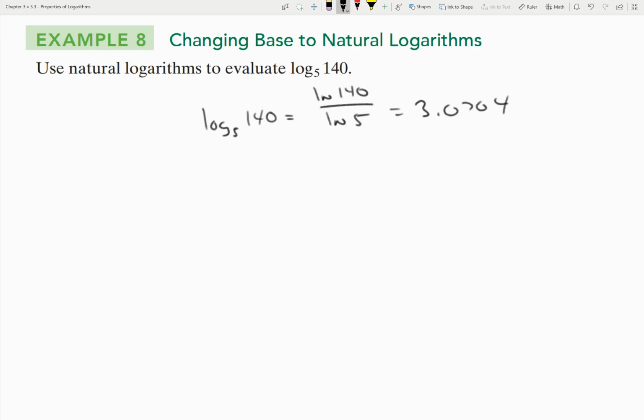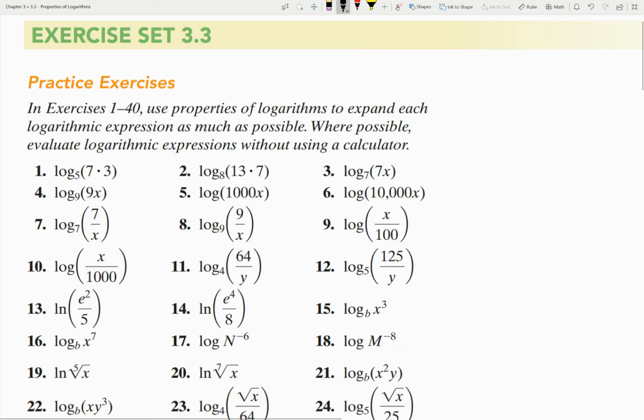And again, if you have a calculator that can use any logarithm, then you don't really need this formula. Okay, that was section 3.3, properties of logarithms.